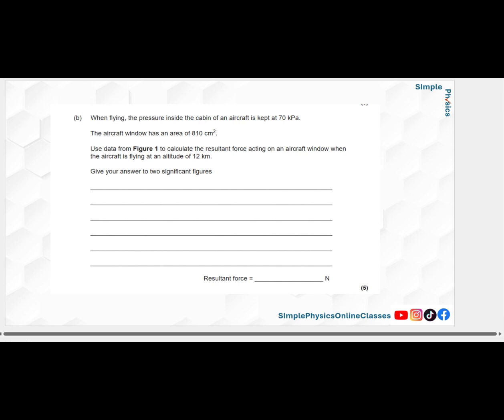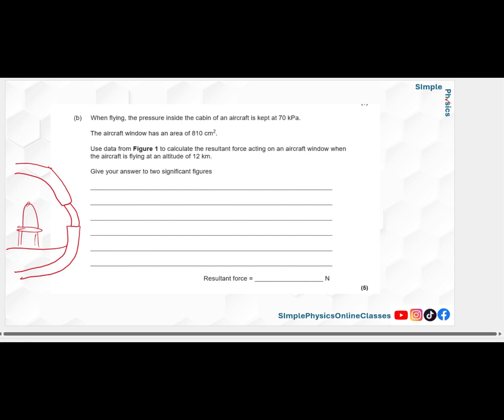So here's a question that came up a while ago. When flying, the pressure inside the cabin of an aircraft is kept at 70 kilopascals. The aircraft window has an area of... so here's my aircraft window, and here's the cabin, the inside of the cabin. And obviously there's your chair. You're sitting there. Now I'm going to move you out of the way. So there's your chair where you normally sit, and there's your window and cabin.